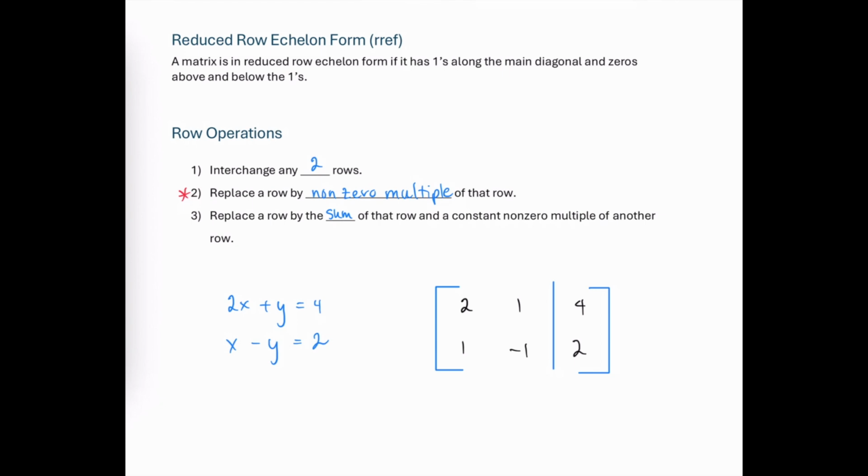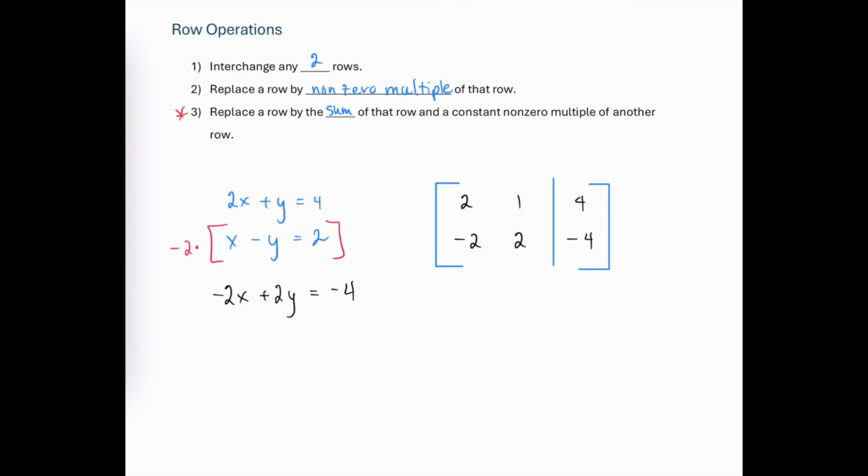The second allowable row operation is that we can replace a row with a non-zero multiple of that row. Let's look at that from the perspective of the system of equations. We're allowed to multiply both sides of an equation by a constant value or a non-zero value. When we do that, we get a new equation that has the same collection of ordered pair solutions as the last equation. Essentially, it's the same line, which means that we could replace this second row with that non-zero multiple of the original second row, and this would not change the solution to the system.